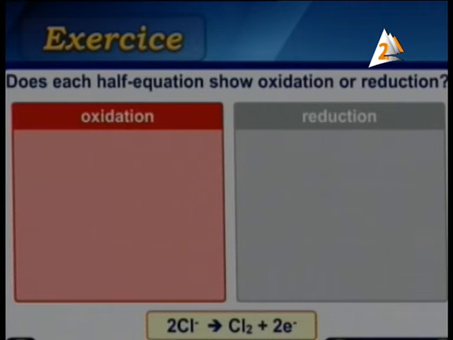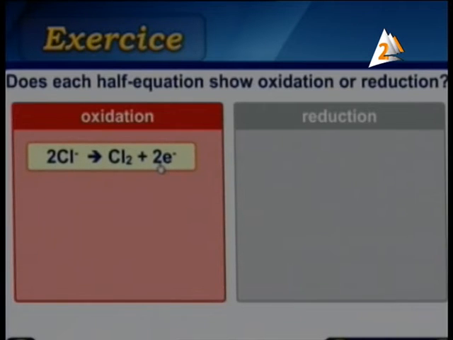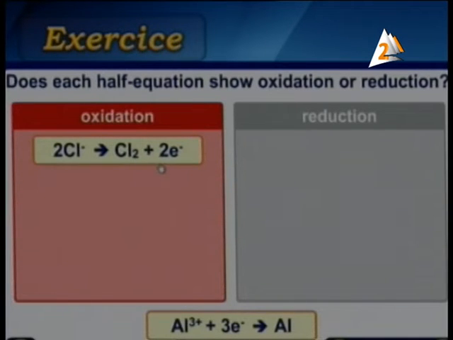Now we have a little exercise. Does each half equation show oxidation or reduction? Which one is oxidation? Which one is reduction? We have the first one, 2Cl negative gives us Cl2 plus 2 electrons. It means what? Oxidation or reduction? Here we have the oxidation. Why? Because here we lose 2 electrons by 2Cl negative. What about the second one?